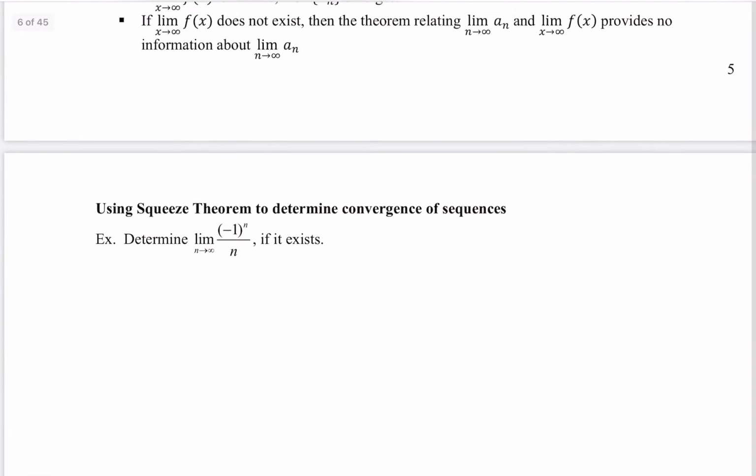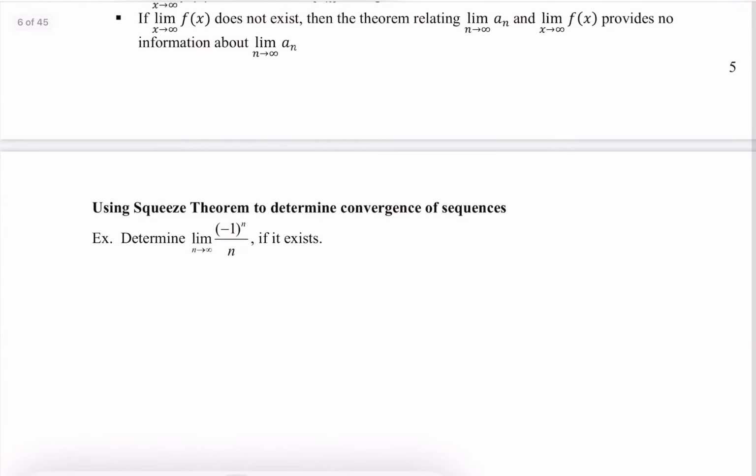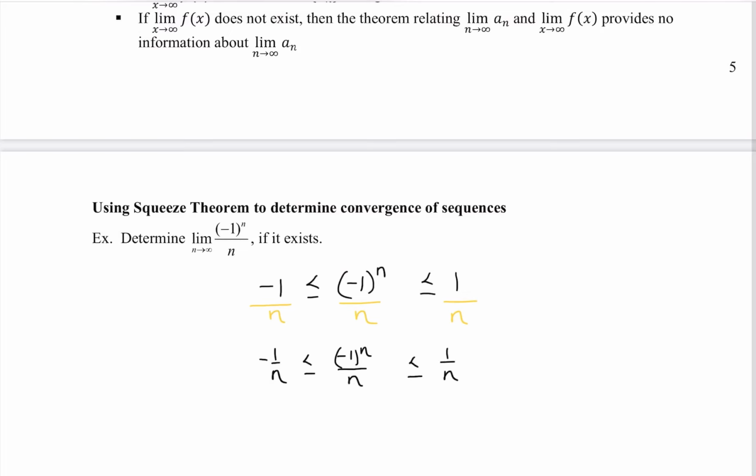If we take a look at this one, negative 1 to the n, we're being told here to use the squeeze theorem. So of course that is bound in between negative 1 and 1 because it just bounces between those two values. Now if we divide everything through by n, remember, if you divide by a negative, you would reverse your inequalities, but here n is always from the set of natural numbers, so n is definitely positive. So we didn't have to reverse those inequalities.